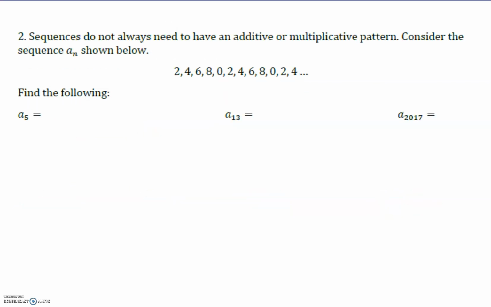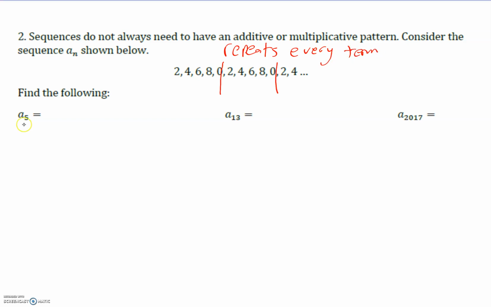For the second one, sequences do not always need to have an additive or multiplicative pattern. Consider the sequence A of n shown below. 2, 4, 6, 8, 0, 2, 4, 6, 8, 0, and so on. So you can see every 5 terms, it repeats. So therefore, this is going to be a little bit interesting as we get into some of our bigger terms.